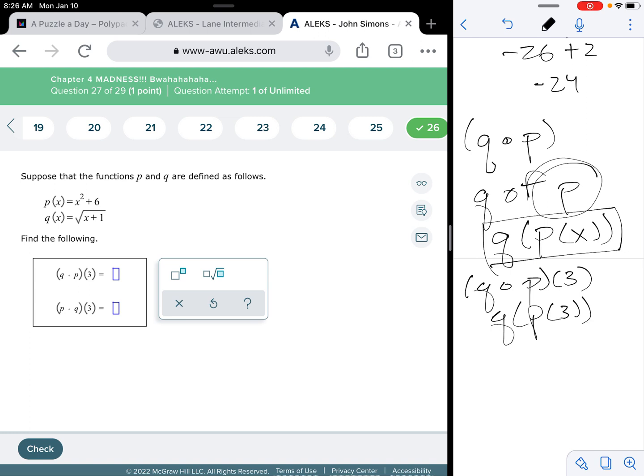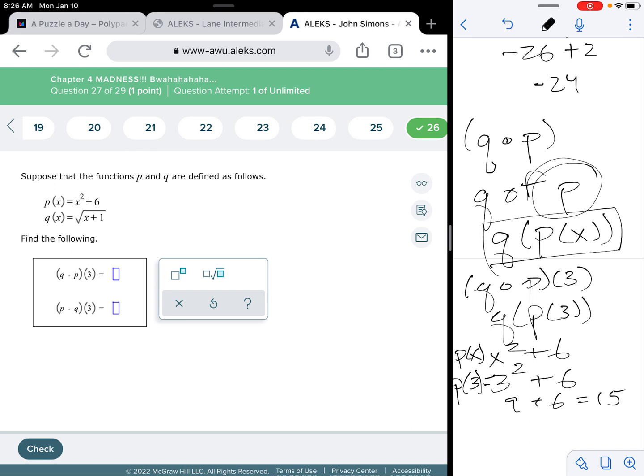So I'm going to put 3 into my P function. My P function is x squared plus 6. So if I put 3 in, that becomes 3 squared plus 6. That's what P of 3 is. We had P of x, and my P of 3 is 3 squared plus 6. So that's 9 plus 6, which is 15.